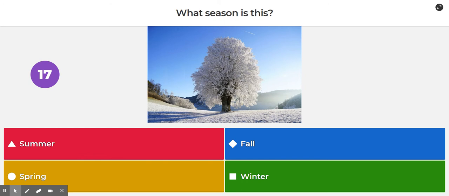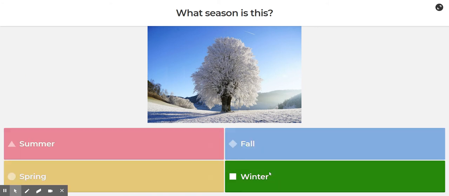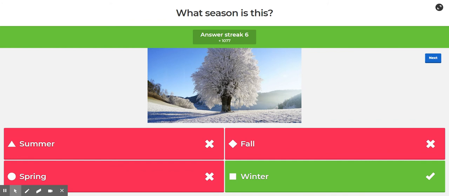It's sunny, but it's not summertime. And there's snow on the ground. There's snow on the tree. And I know when there's lots of snow, it's like the season it is now. And I know right now it was fall. Now it's winter. Winter. Yes. Answer streak 6. I'm amazing.